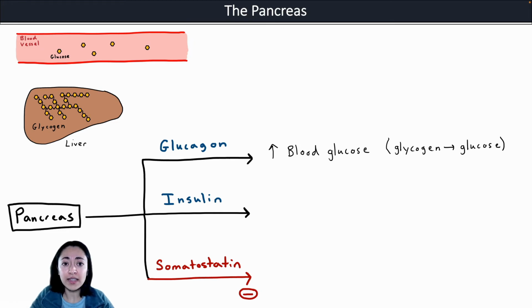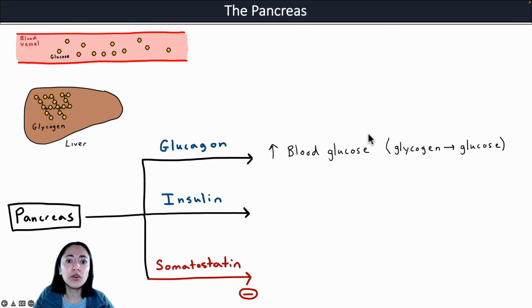Whenever our body or our body cells need more glucose for energy, what our body can do is glucagon, for example, this hormone, can signal the liver to break down the glycogen and release the glucose into our blood. And that would increase our blood glucose levels.